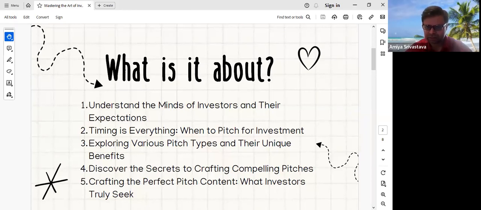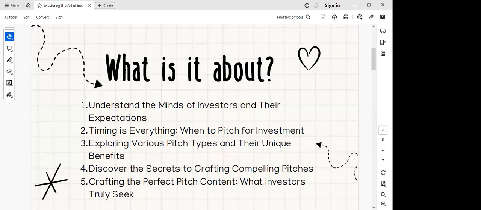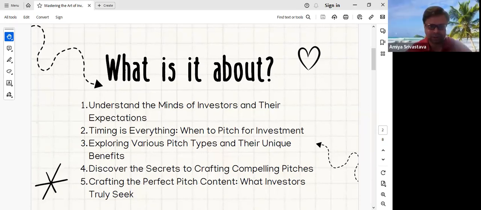Can you guys see my screen? So Amiya, we're looking at what is it about? That's what we're looking at right now. Are you able to see this? Yeah, the what is it about? Only the presentation, not the slide actually. Not the slider one, but. Okay, I will try again.